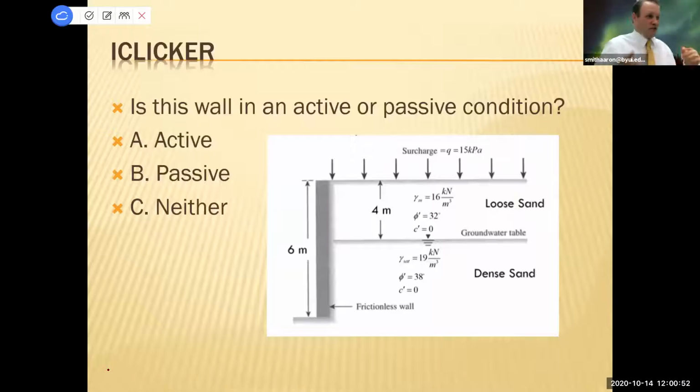All right, we're going to get into more of this later, but I just want to get a feel for where you're at. So here's another question. If you look at this wall right here, you can see there's a surcharge, there's some water table, there's 2 layers of sand, one's loose, one's dense, 4 feet, it's 6 feet tall, frictionless wall. We haven't covered any of this, but based on your current understanding, let's open up the poll. Is this wall in an active or a passive condition? We haven't even talked about those yet. I just want to see where you're at. Is it active, passive, or neither?